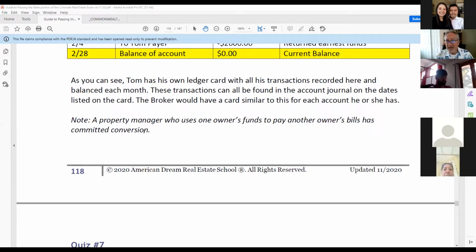That's a wrong thing to do, folks. That's conversion. Using other people's monies that you have to supply another account. Here's what you've done. You've made that owner's problem your problem.